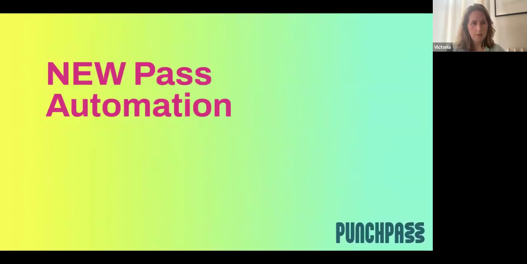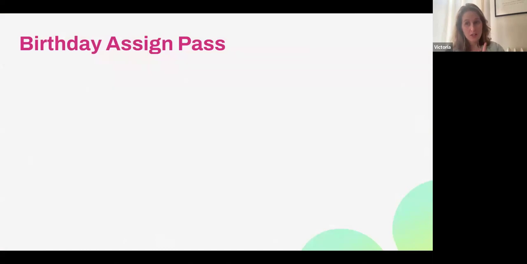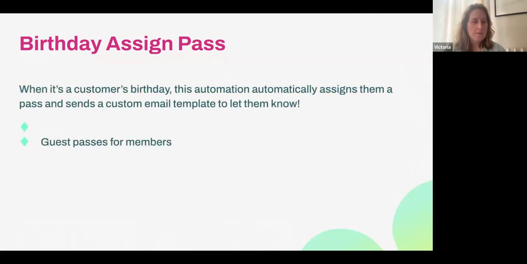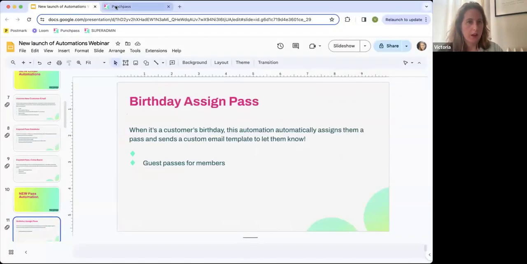So we just have one more automation to talk through before we get into building these. I do want to talk through that because I think it's kind of a fun one. This is a pass automation, although sneakily there's also an email involved. This is the birthday assigned pass. If it's a customer's birthday, this automation means it'll automatically assign them a pass and send them your custom email template.